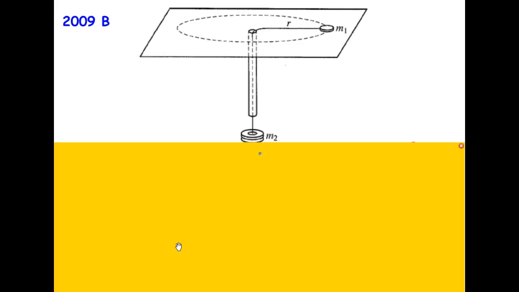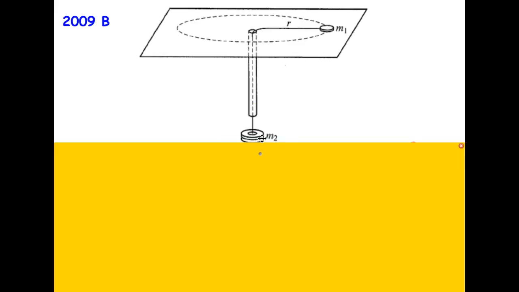Next, we have our 2009 Form B. An experiment is performed using the apparatus above. A small disk of mass m1 on a frictionless table is attached to one end of a string. The string passes through a hole in the table and an attached narrow vertical plastic tube. An object of mass m2 is hung at the other end of the string.